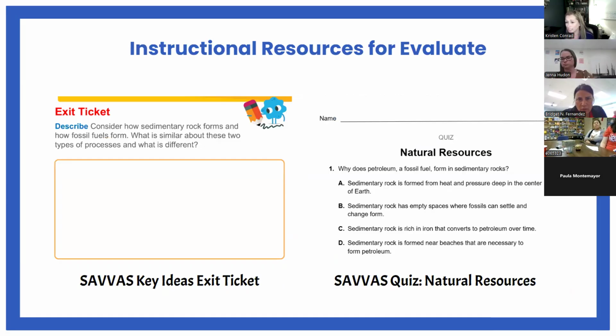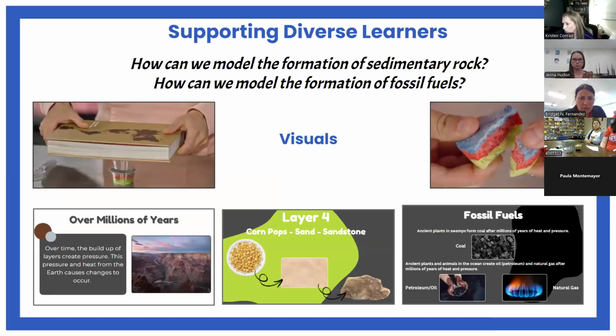And then you have exit ticket, you have your Savvas quiz, and it's not on here, but I believe you also have short constructed response prompts. Also, when you work with diverse learners, or really all learners, struggling learners, visual representation is going to be key. So really using what the curriculum has for you already to help support those learners. You have beautiful slide decks with great images. You have hands-on models that they're developing. You can't get more visual than that.